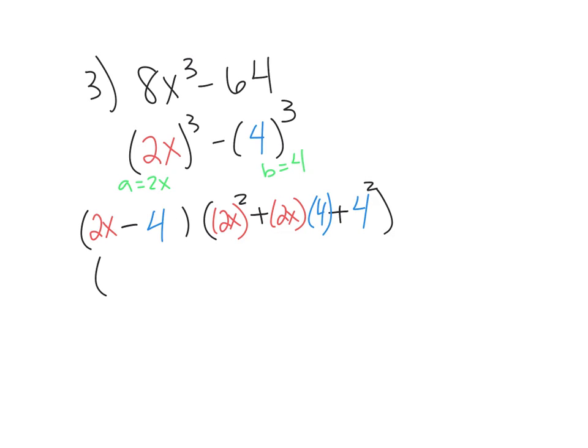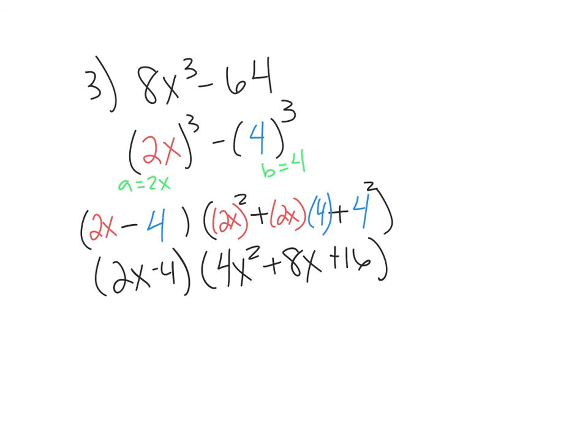So to simplify, I have 2x minus 4, nothing to simplify there. Now 2x squared, this is the tricky part. People forget to square the coefficient. You have to square everything, even the number. 2 squared is 4x squared, plus 2x times 4 is 8x, and 4 squared is 16. And we're done.